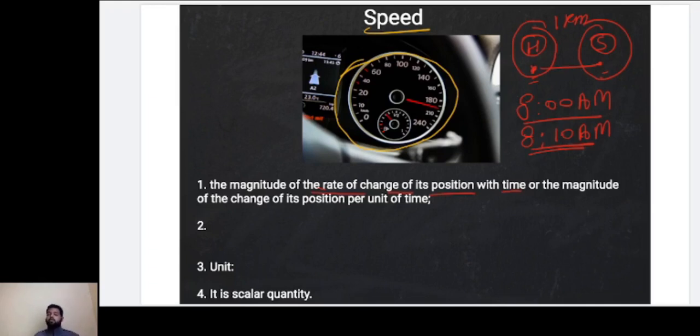Now you would be thinking, what is the rate of change of position? Your position change is 1 kilometer, and with time means in 10 minutes. So now you can tell someone that I have traveled 1 kilometer in 10 minutes. I guess you have understood this thought. The change of position is 1 kilometer, and if we talk about the rate with time, it's in 10 minutes.